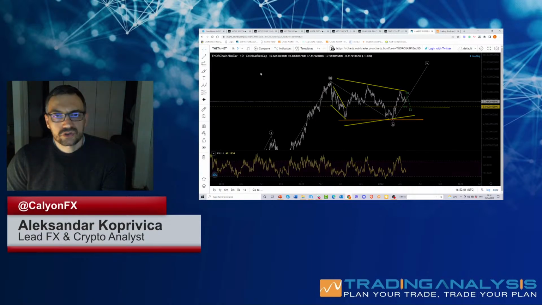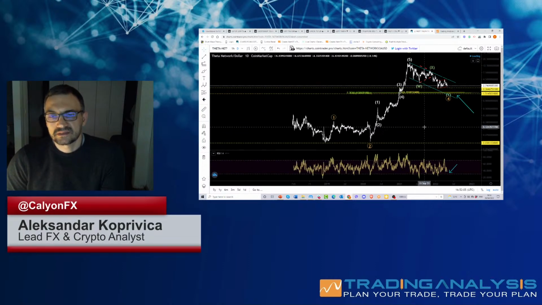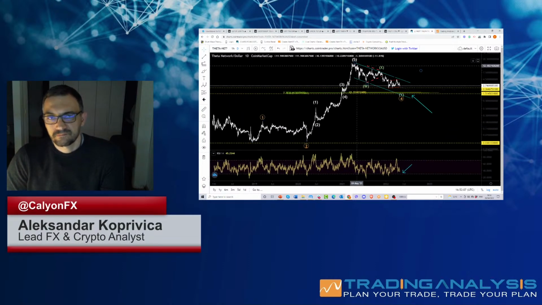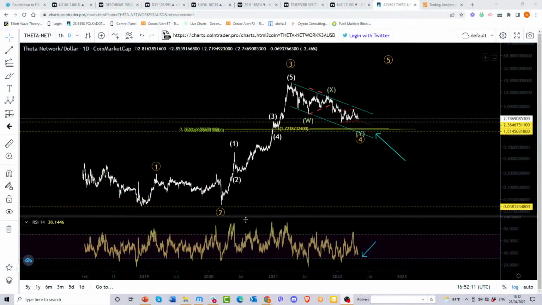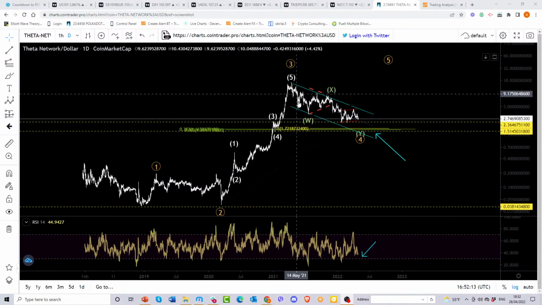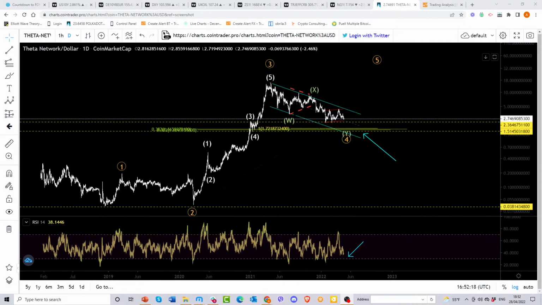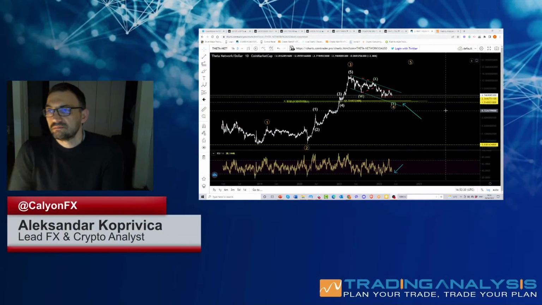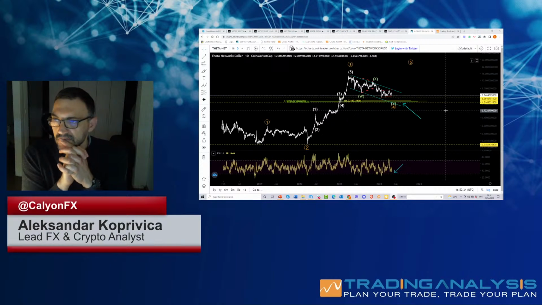Okay, I'm going to show you Theta as well, because I think Theta is also in an impulsive fourth wave, in an impulsive overall higher degree wave. Okay, so I do consider this to be a fourth wave consolidation with a little bit more downside. So all of these things are kind of telling me maybe we are approaching some very close levels. So we will see, guys. We will see.